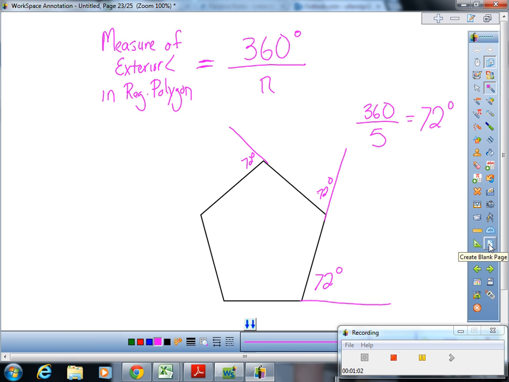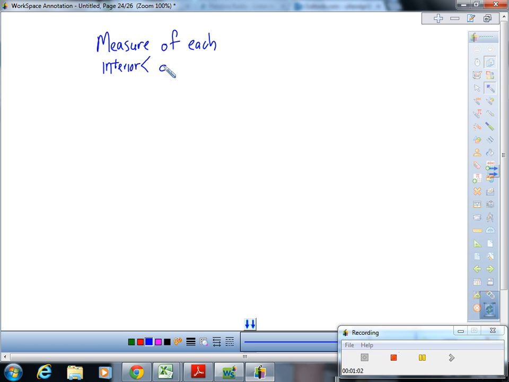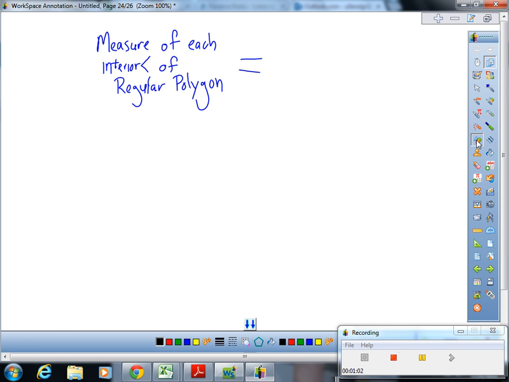The second piece of notes from this section, which is not listed in your book, and I'm not exactly sure why, but it's pretty intuitive, is the measure of each interior angle of a regular polygon. And we're going to figure out what that equals. But before we figure it out, we're going to make some more pictures and try to teach ourselves.